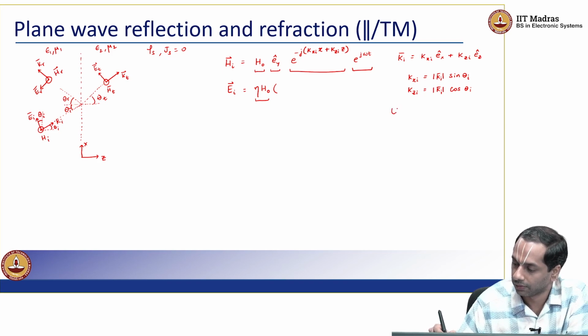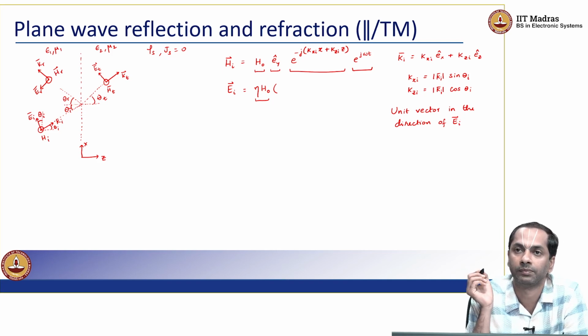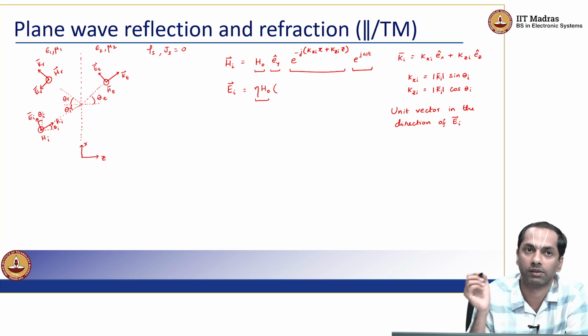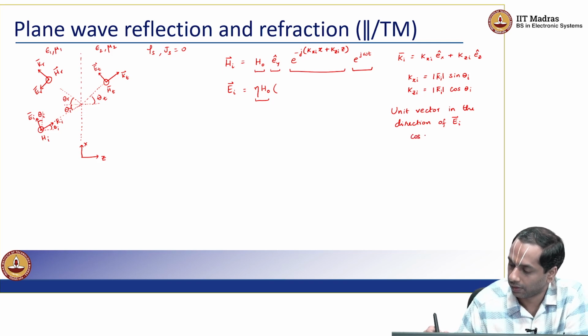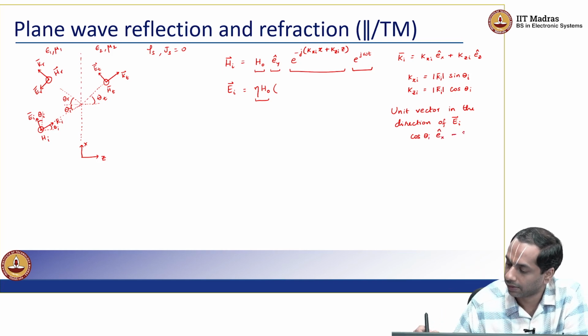So, a unit vector in the direction of E, E_I specifically for the incident electric field, is quite simply cos theta I E_x, and minus sin theta I E_z.